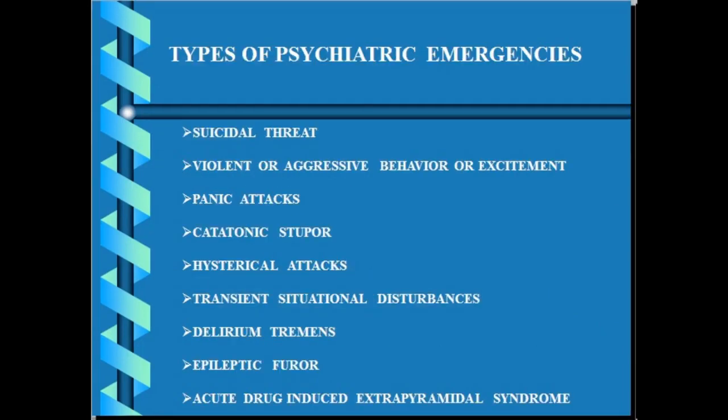Now let's move to types of psychiatric emergencies. First one is suicidal threat. Second one is violent or aggressive behavior or excitement, panic attacks, catatonic stupors, hysterical attacks, transient situational disturbances, delirium tremens, epileptic furor, acute drug-induced extrapyramidal syndrome. These are the main types of psychiatric emergencies.